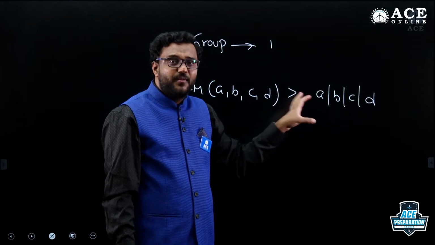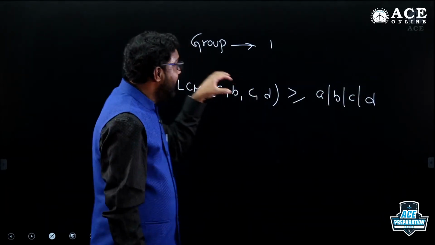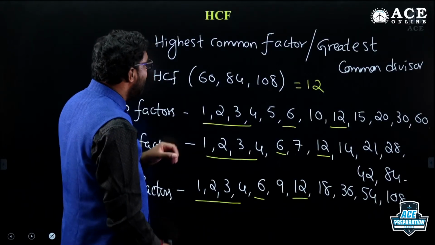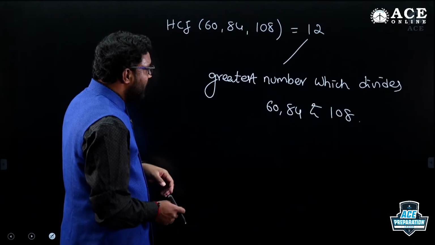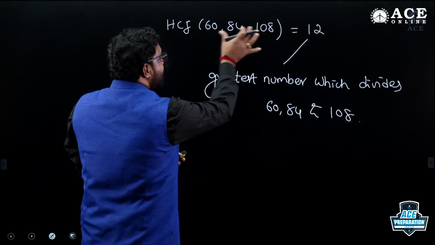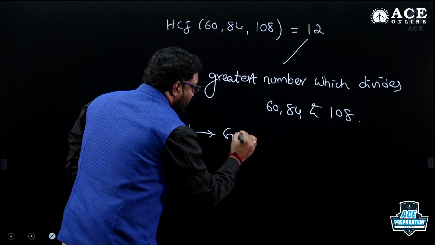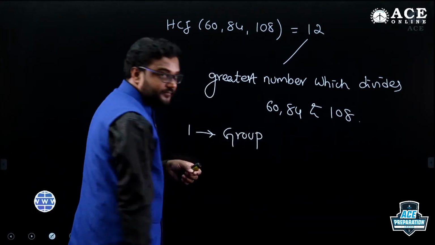Equal is also possible, but most of the time LCM is greater than the given numbers. LCM is like a group attacking 1, whereas if you see HCF, one number is dividing this entire group. Here, one number is dividing the group of numbers.